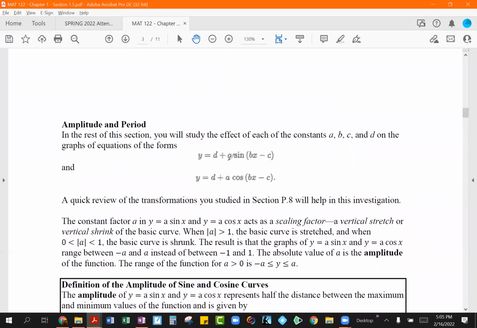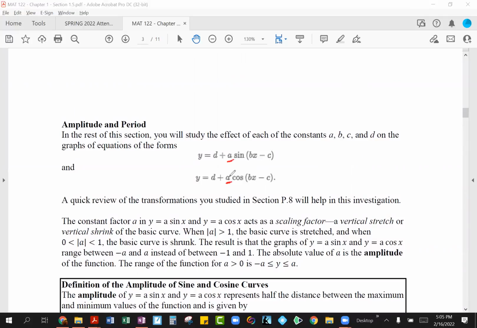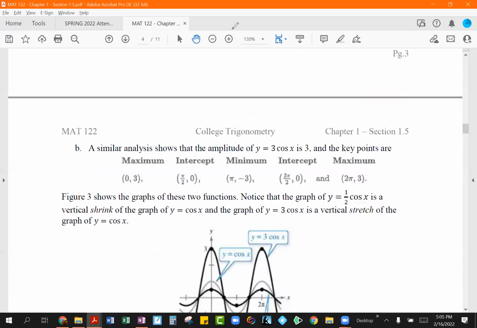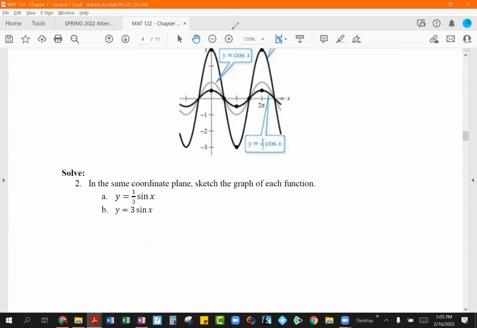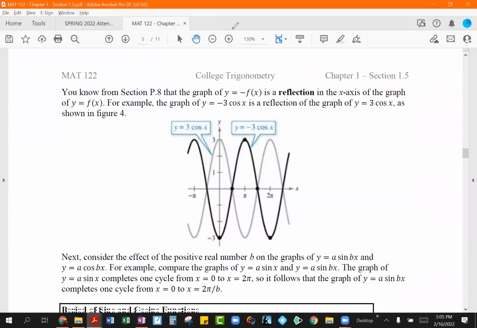So the amplitude and the reflection happen from this little a that's being multiplied in front of your sine or cosine functions. And remember, guys, that will still be true if we were doing the remaining four: secant, cosecant, tangent, cotangent functions.